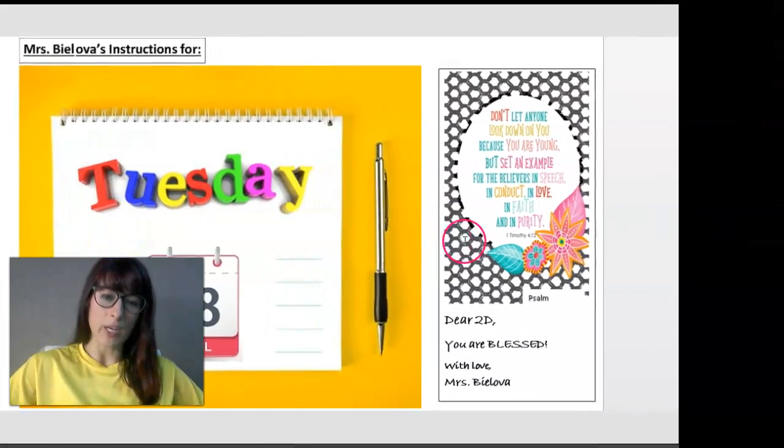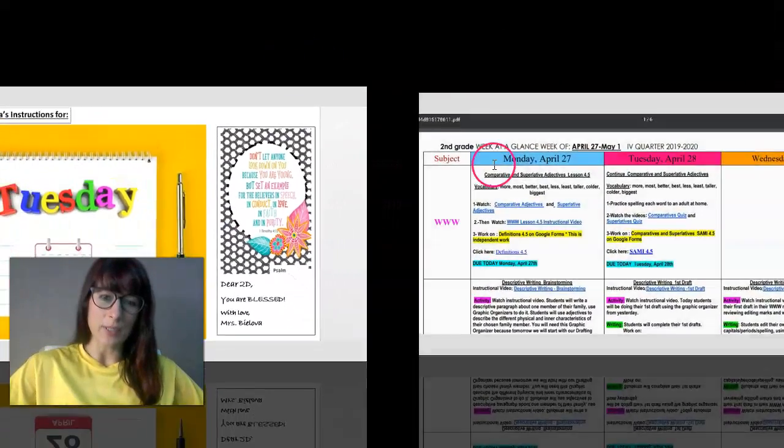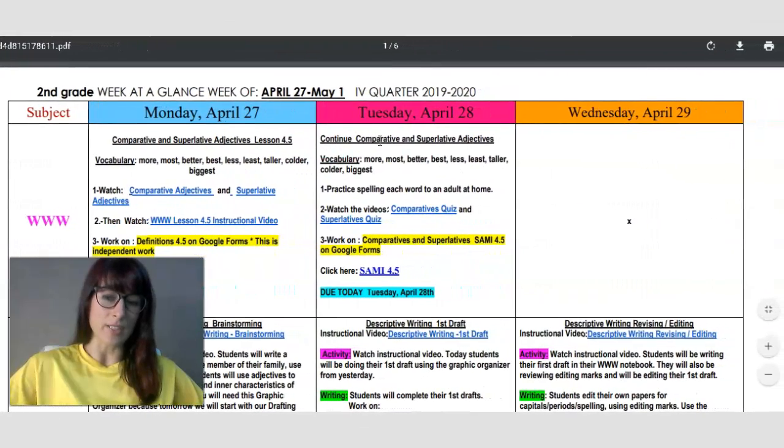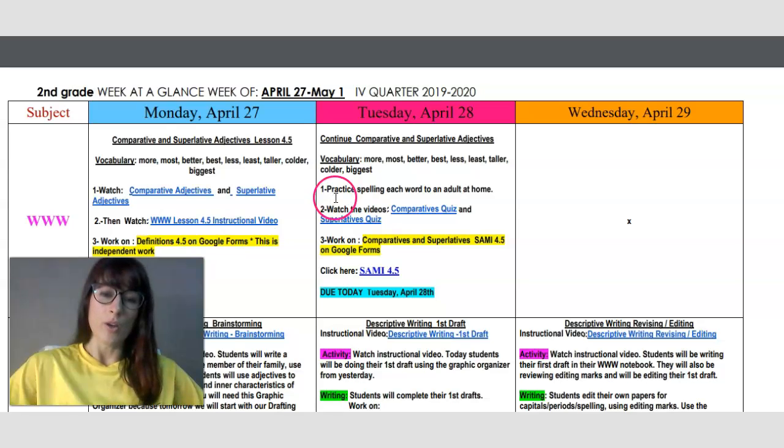Okay, so I have my week at a glance open and let's look at today. We need to continue comparative and superlative adjectives for WW. Use these words again, and you can do that by practicing spelling each word to an adult at home. You can also watch the videos. Here you have two fun quizzes. You can quiz yourself on these adjectives. It's a great way to practice this.